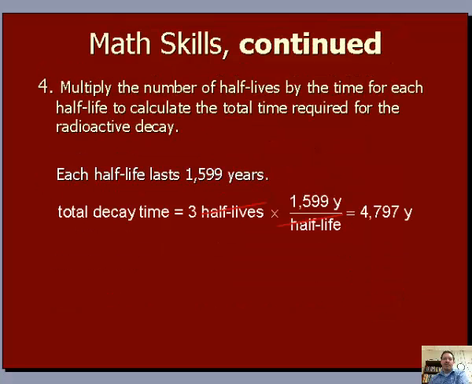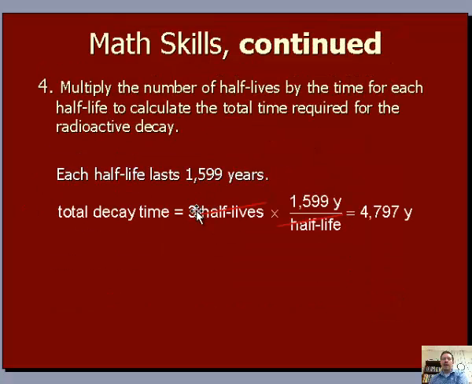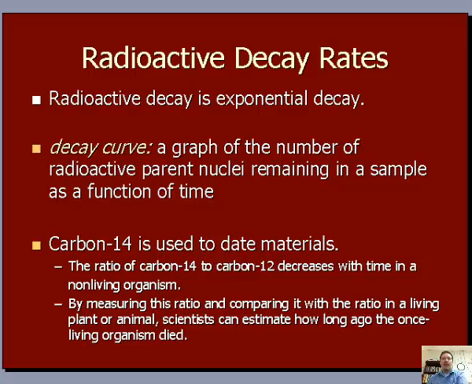So each half-life lasts 1,599 years. Our total time to get to 1/8, right, because we had 8 that we wanted, is 3 half-lives. So that's what we're multiplying by. 3 times 1,599 gives us 4,797 years. So this is the total time required for this decay to take place. Long time. So radioactive decay is an exponential decay, and we'll show you a decay curve here in just a second.